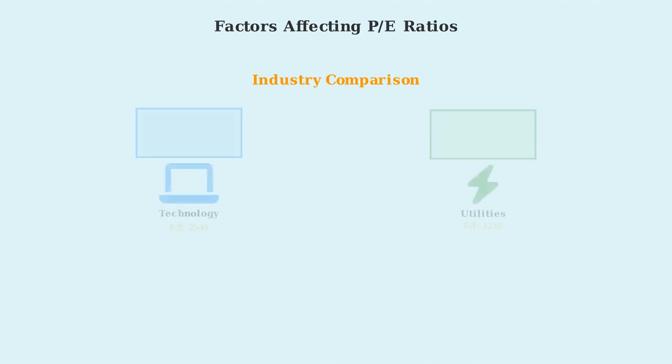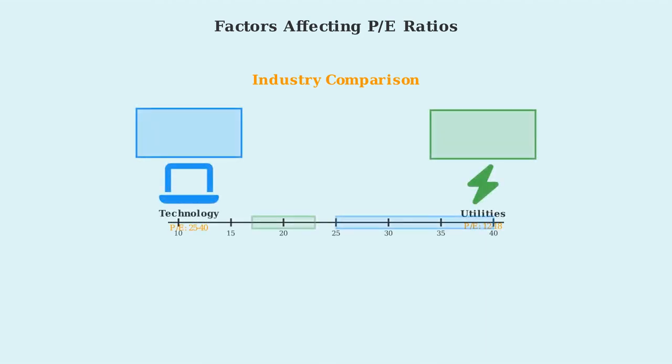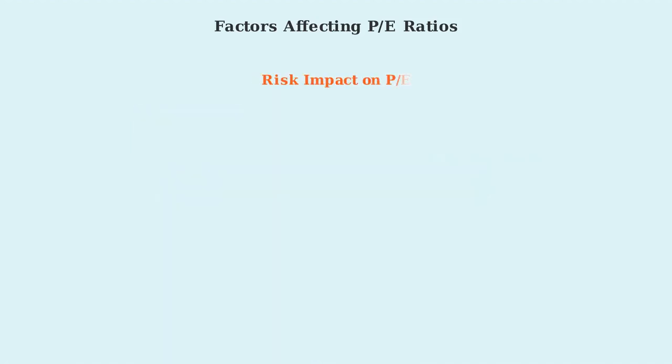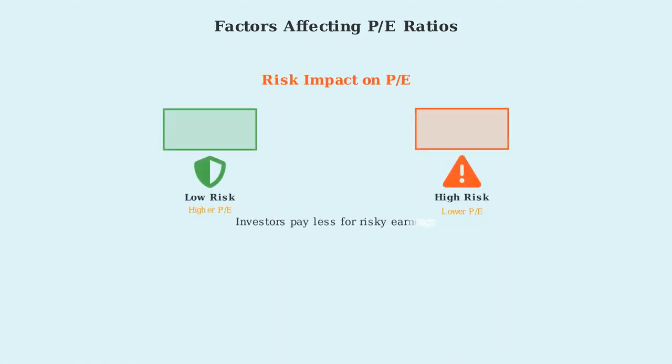Different industries have different typical PE ranges. Technology companies often trade at PE ratios of 25 to 40, while utility companies typically have PE ratios of 12 to 18. Risk profile significantly affects PE ratios. Riskier companies often have lower PE ratios because investors demand higher returns to compensate for the additional risk they're taking.